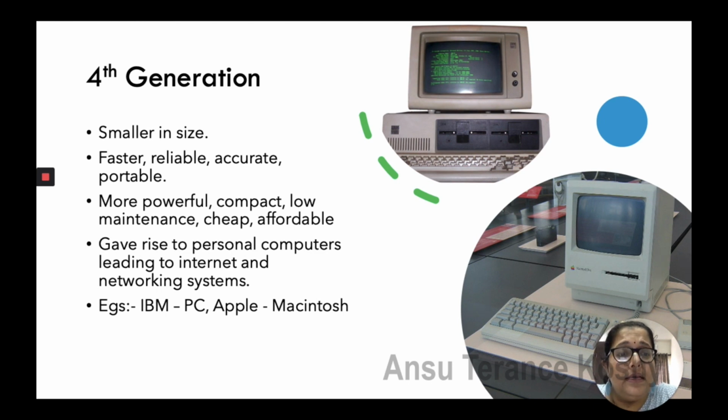I have placed two pictures here for you. That is, the top one belongs to IBM PC and the bottom one is Apple Macintosh. It gave rise to personal computers leading to internet and networking systems. Since it became cheaper compared to the third generation, a lot of people were able to buy these machines and access the internet.